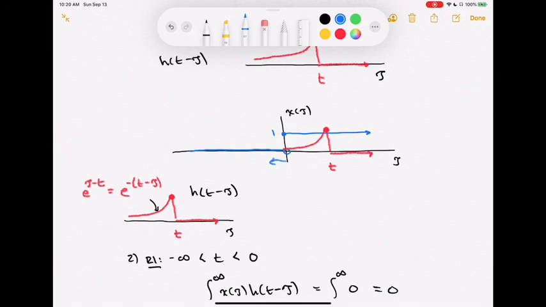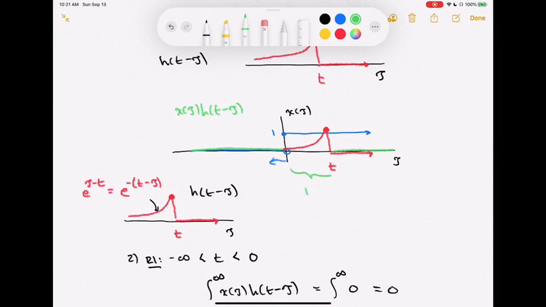Let's do this in green maybe. So I'm going to go ahead and make this into green. I'm going to think about the product of these functions. I'm looking at x of tau times h of t minus tau. The product of these two functions, because x of tau is 0 for tau less than 0, is going to be 0 for any value of tau less than 0, because of the x function being 0 there. I'm also going to get 0 for all taus greater than t, because my h function is 0 for all of those. The only place where I get it to be non-zero, and what is it?